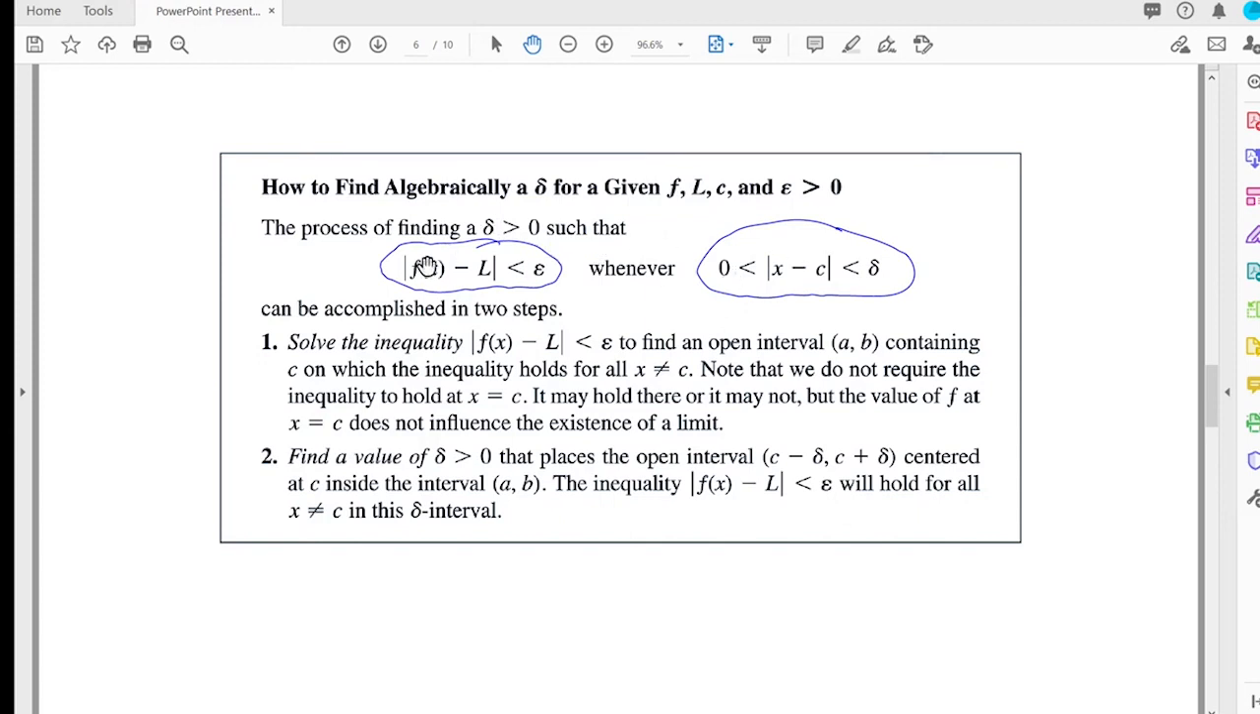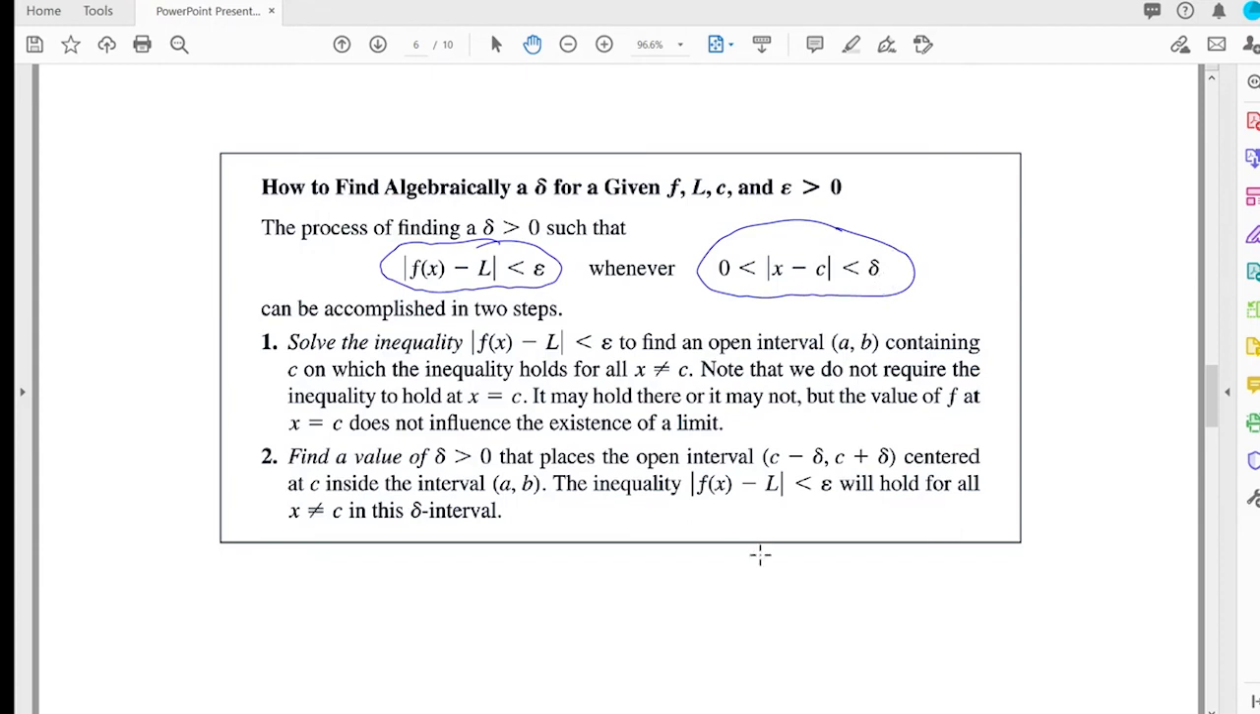Now we need to find out the value of delta which gives us this relation. To do that, first of all we start with this relation, absolute value of f of x minus L is less than epsilon. We put the values of f of x, L and epsilon, everything, and now we try to simplify that relation such that we get the absolute value of x minus c less than something, and that something will be our delta.